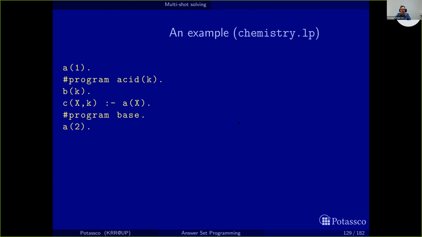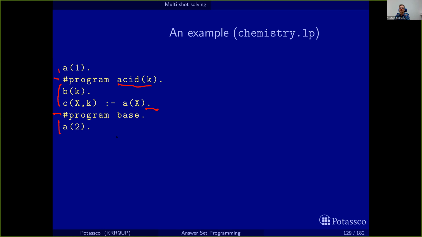Good. Then look at this here. So more or less, this is an ASP program, and here you see we have this declaration. This more or less means everything that follows now until the next declaration belongs to the subprogram acid(k). And here's a new declaration, which is base. It's redundant. Well, you more or less have to say that you are out of acid(k), and you have to say now you're back in program base. So program base will actually contain a(2), and also everything that is not preceded by a program declaration, like a(1), is also in the base program.